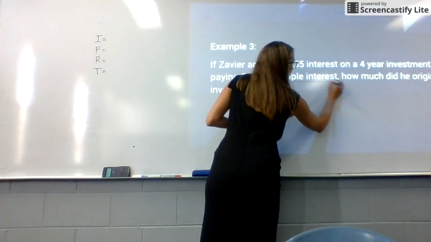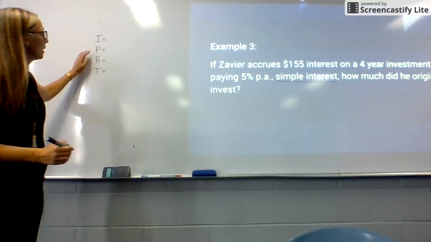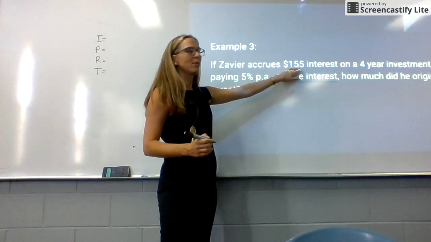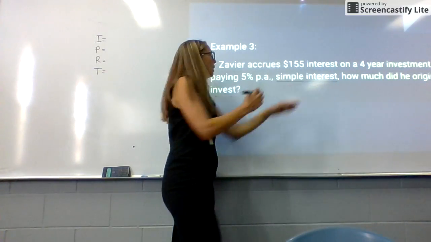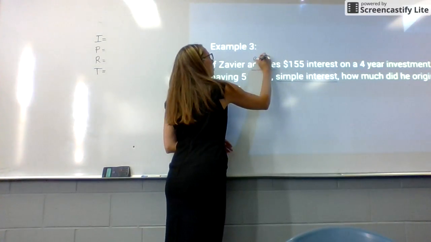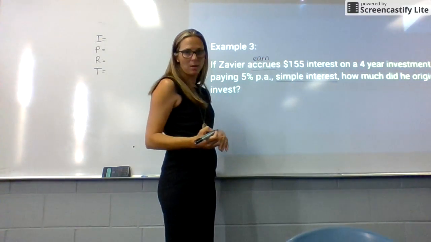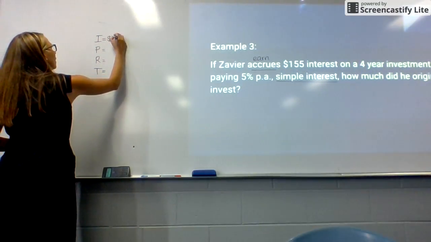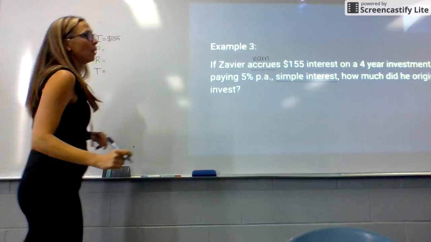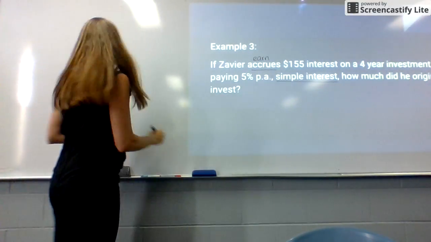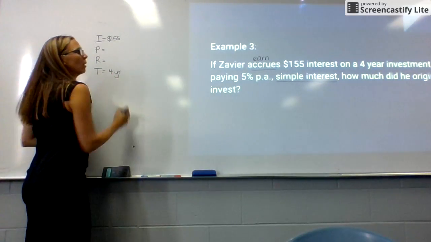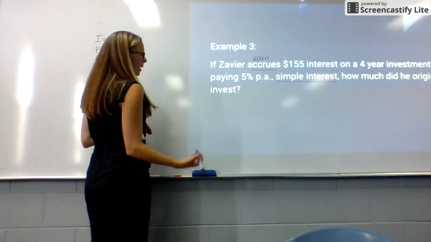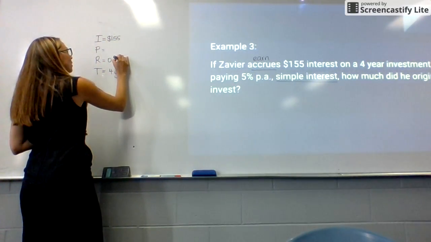We notice that it says simple interest, so we're going to be using I = PRT. All right. If Xavier accrues $155 interest, accrue is another word for earn. $155 interest, that goes under I. 4-year investment, well, that's got to be time. Paying 5% per annum. So 5 divided by 100 is 0.05.